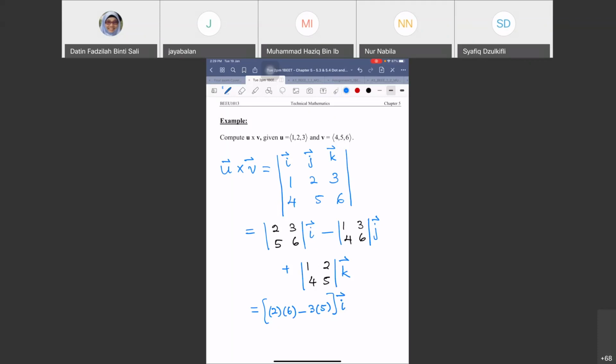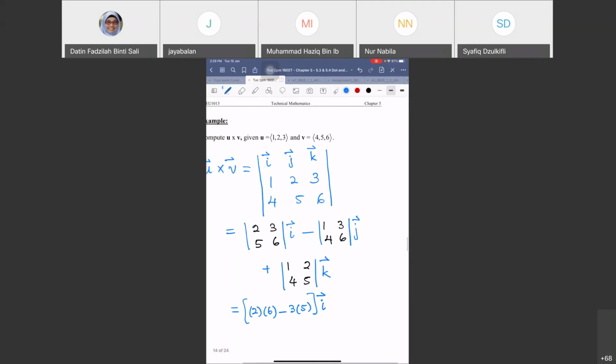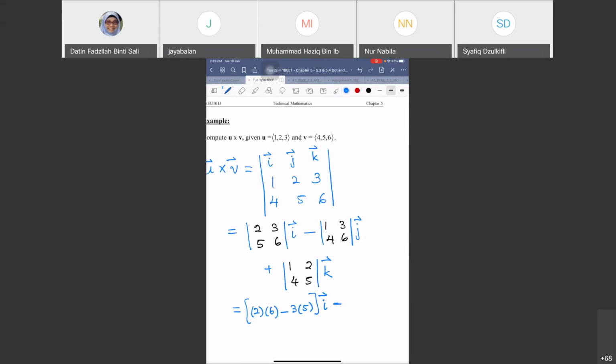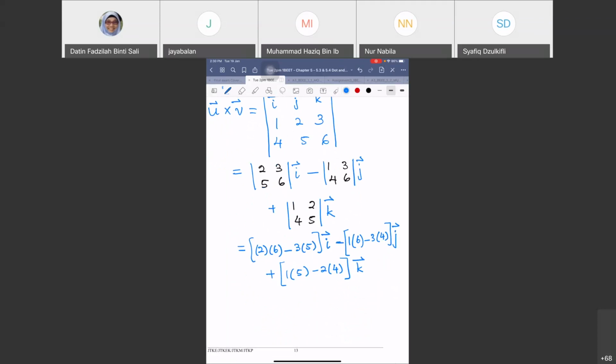And then followed by, for the j, it will be minus, and then in a bracket, 1 times 6 minus 3 times 4. This is for the j. All right, and then followed by, in a bracket, 1 times 5 minus 2 times 4, or 4 times 2. This is for the vector k. So this is your 2 by 2 determinant.